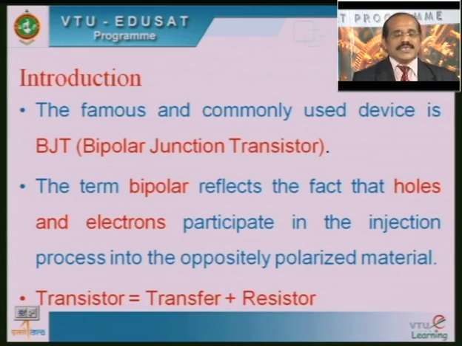Friends, you know that the BJT consists of two junctions, one is the emitter junction, another is the collector junction. The emitter junction is usually forward biased, whereas the collector junction is normally reverse biased. Therefore, when the emitter junction is forward biased, it will have a low resistance region. When the collector junction is reverse biased, it will have a high resistance region. So when we apply the signal, it will be transferred from the low resistance region to the high resistance region. That is why it is called transfer of resistance, or in short, transistor.